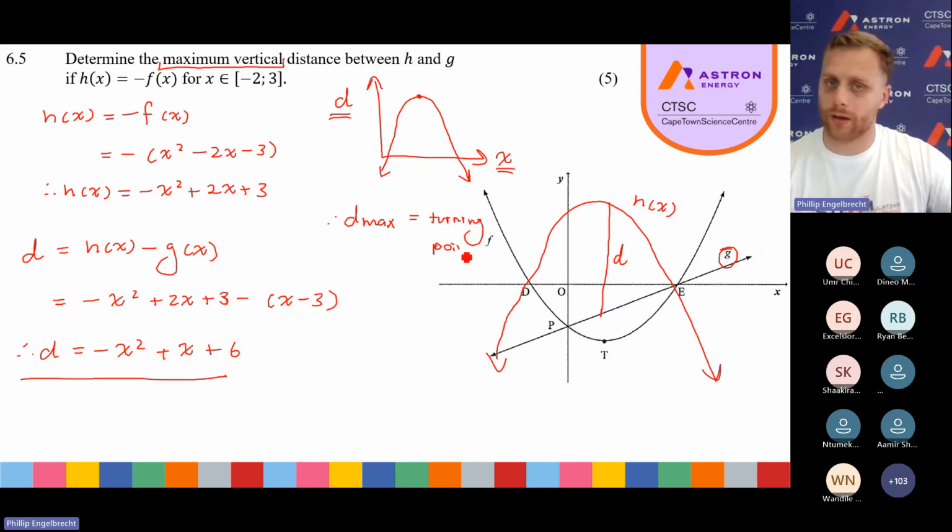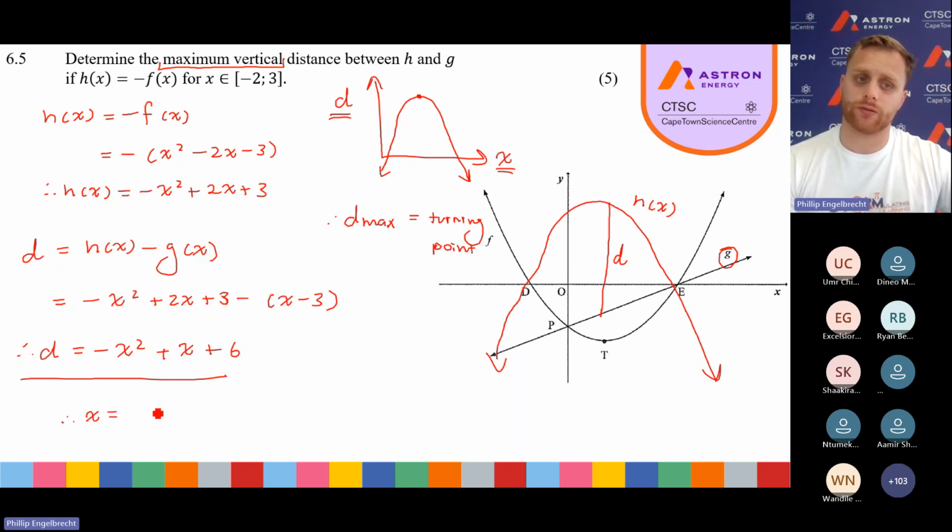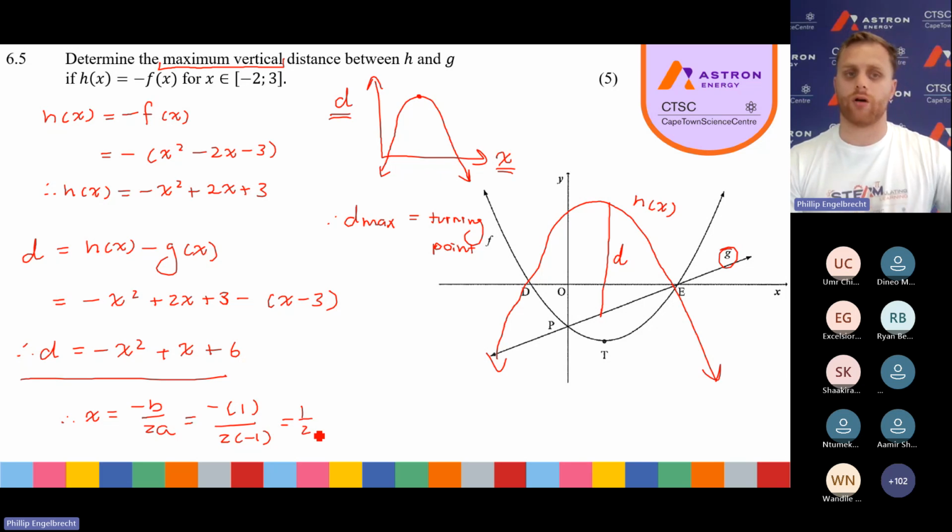Turning point. All right. So for this equation, I found the equation for my distance. To find the maximum distance, I find the turning point of that equation. So remember, to find the x value for the turning point, x is equal to negative b over 2a. So that becomes negative 1, all right, divided by 2 times negative 1, and the answer becomes a half. So that means that for this value, x will be a half, all right?